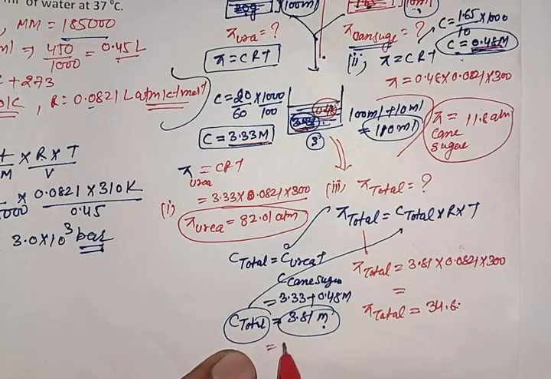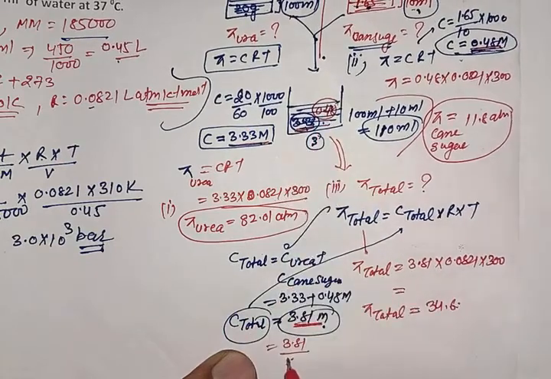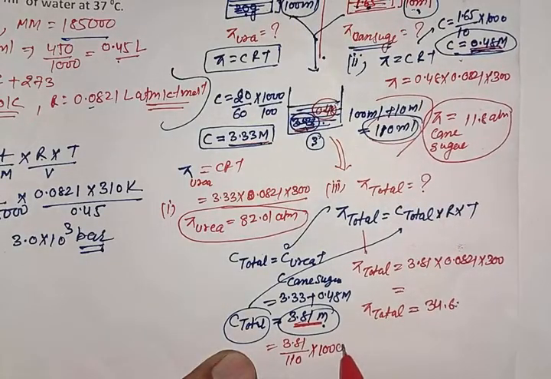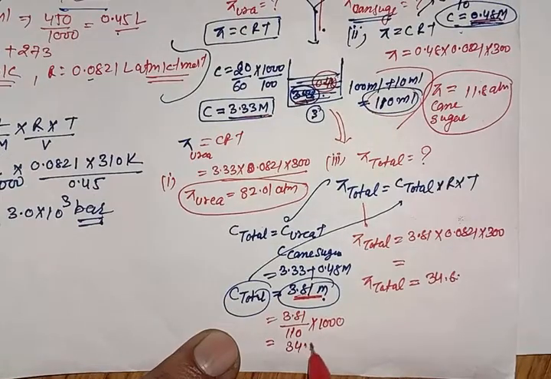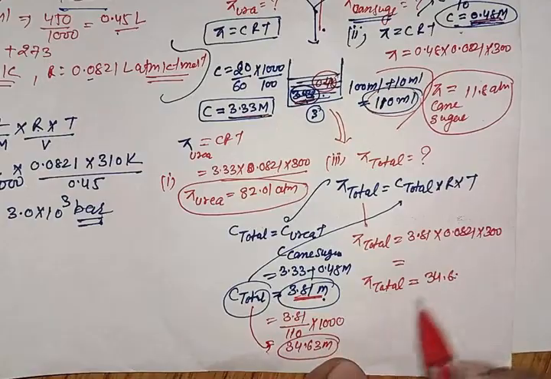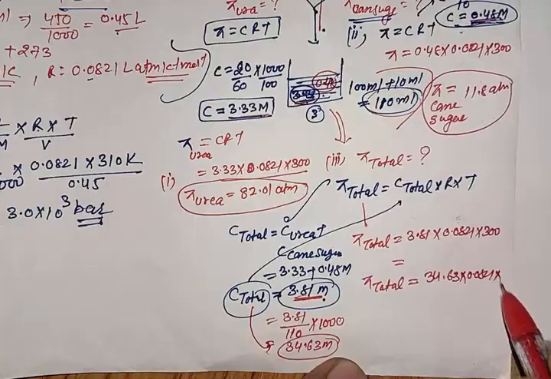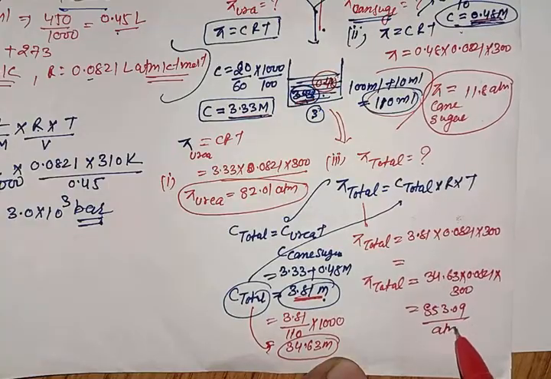The total concentration will become 3.81 divided by, this is the total number of moles of urea and cane sugar, and the total volume of the solution is 110 ml, into 1000. This total concentration of the solution will become 34.63 molar, and we can put the value of total concentration, 34.63 molar, into 0.0821 into 300. The total osmotic pressure of the solution will be 853.09 atmosphere.